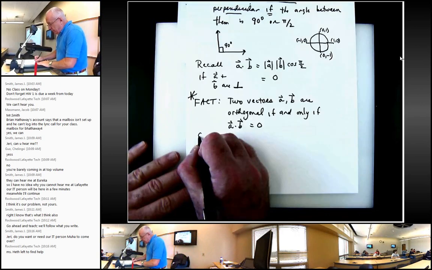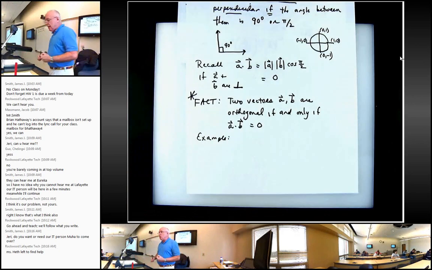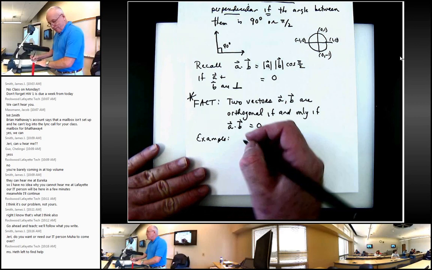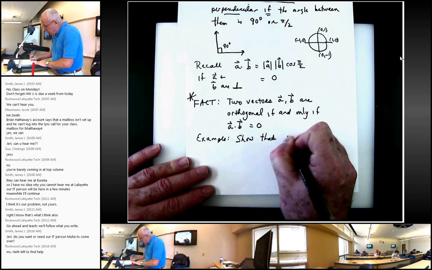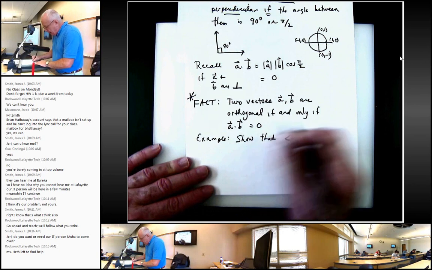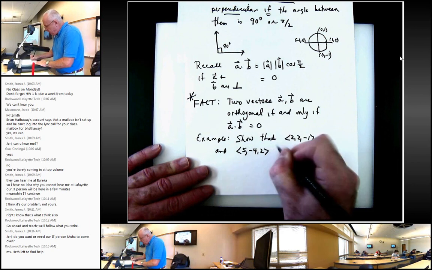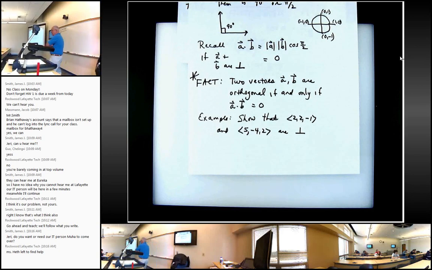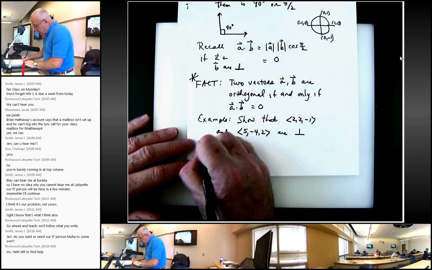We can look at this example here, where, say, you're asked to show that two vectors are orthogonal. And we can do this without trying to draw some picture, all right? So show that the vector 2, 2, minus 1 and the vector 5, minus 4, 2 are orthogonal. I'll start to use that shorthand there. Okay, so what we want to do is look at their dot product and see if it equals 0. So let's look at the dot product.